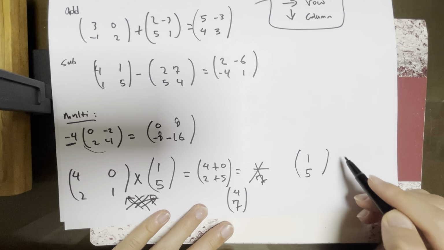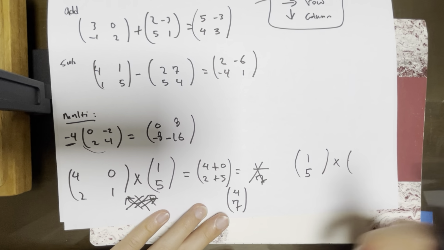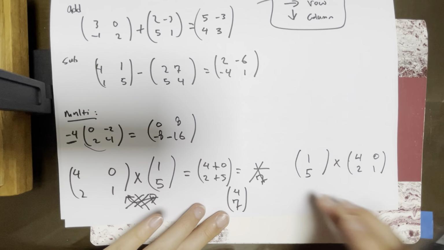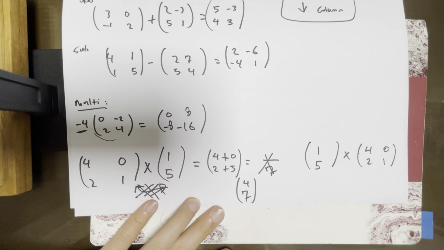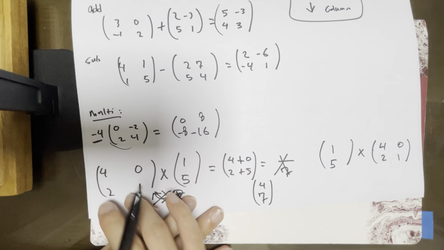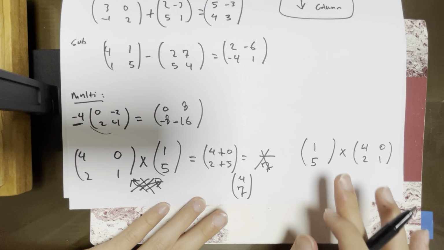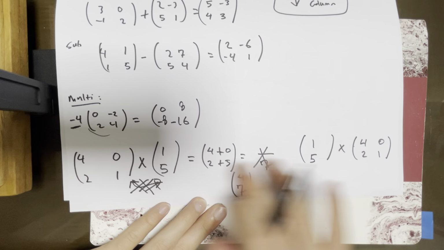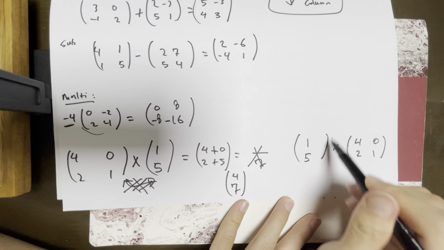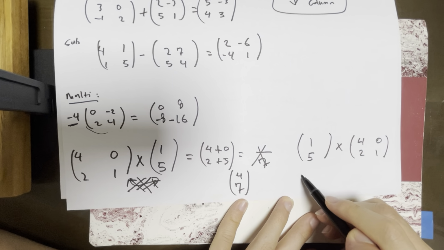So if we do 1, 5 multiplied by 4, 0, 2, 1. By the way, you don't usually write the multiplication sign. I'm just writing it for the sake of the video. Now, this is where an interesting thing happens. Usually when you flip the order around, you will still be able to calculate it. But I chose these two matrices specifically because, as you can see, this time we have a smaller matrix on the front. Let's see if we can calculate it.